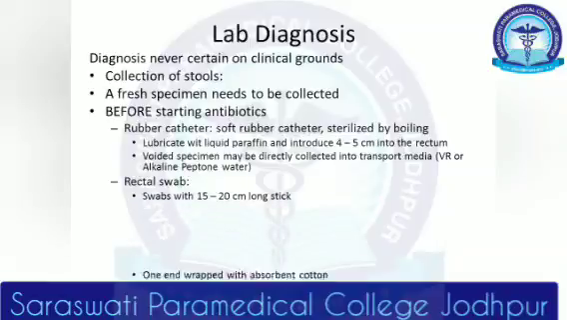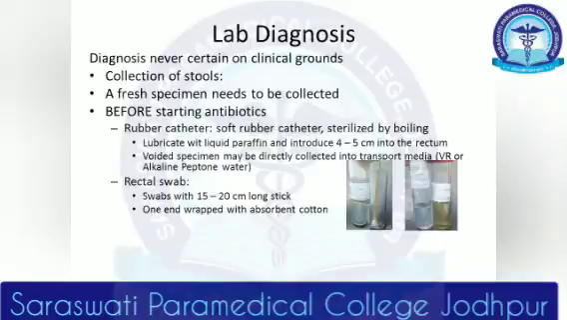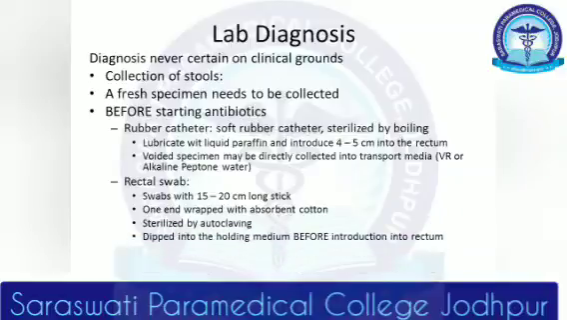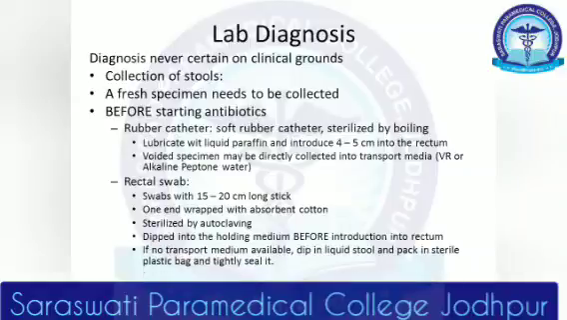Alternatively, a rectal swab can be used, which has been autoclaved, and the absorbent cotton has to be dipped into the holding medium before introduction into the rectum. If it has to be put directly into the transport medium, but the transport medium is not available, the swab can be packed in a sterile plastic bag and sealed tightly.